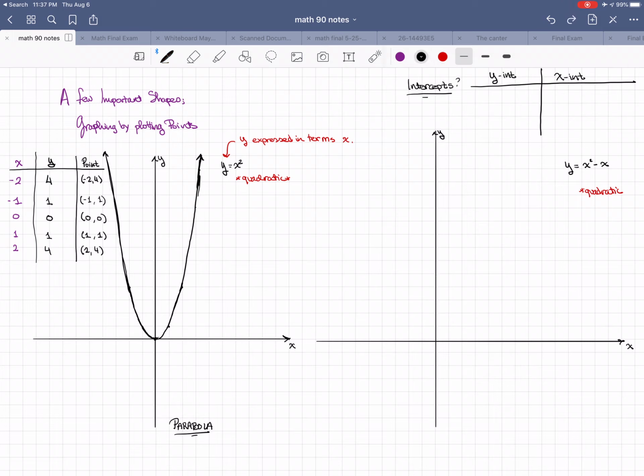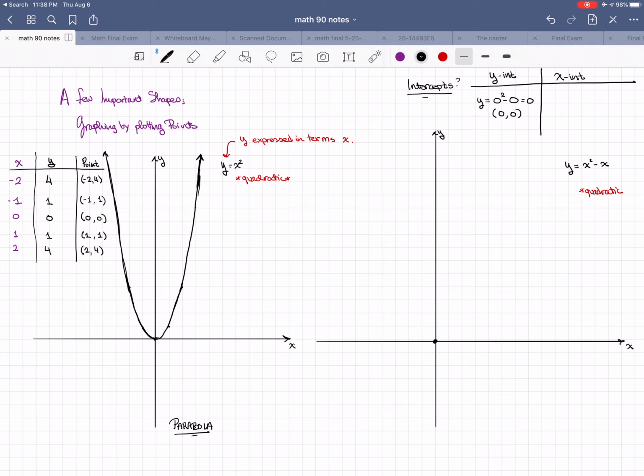Okay, so here goes. So we have y is equal to 0 squared minus 0. Oh, so that's just 0. So the y-intercept here is the origin, okay? So if you want, we could plot it, right? This is graphing by plotting points after all. Okay, now let's look at the x-intercept.